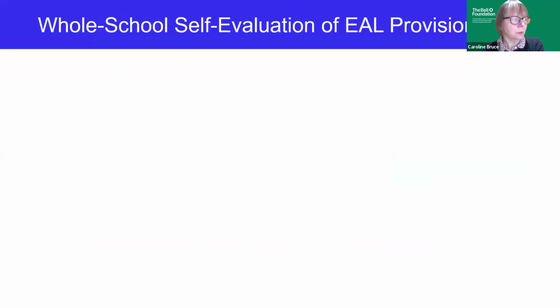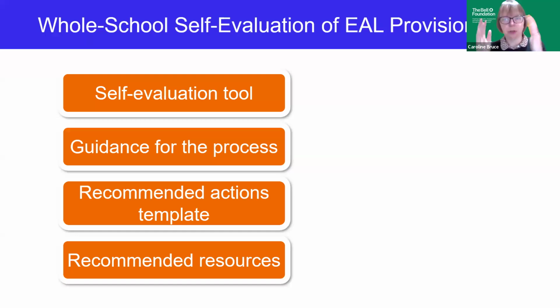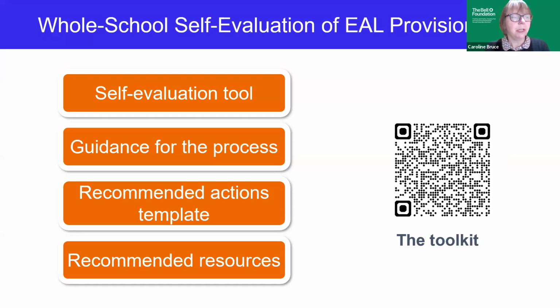So, the whole school evaluation toolkit, in its most essential form, includes the self-evaluation tool itself, guidance for how to facilitate the process, a template to use for recommended actions, or of course you can use your own school's template for this, and then finally resources to support the areas that you identify as needing to develop or improve. And all of the guidance and these tools are freely available on our website for you to download and use in whatever way best suits your context.